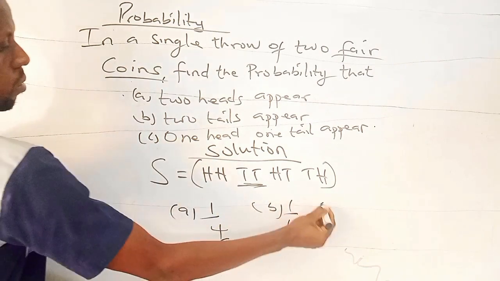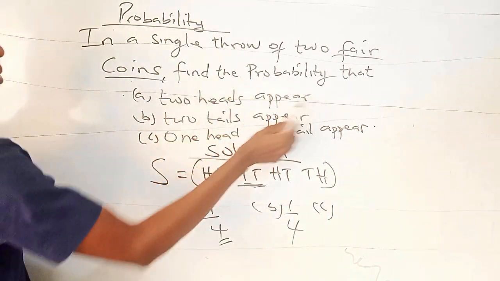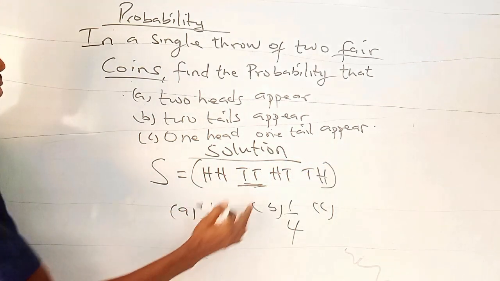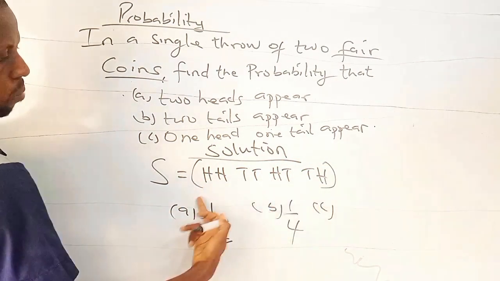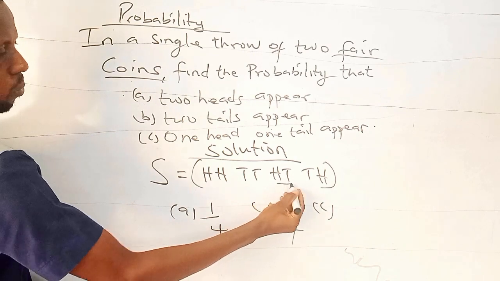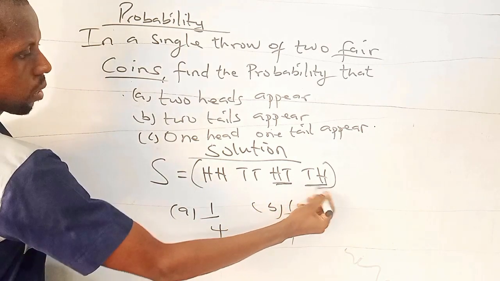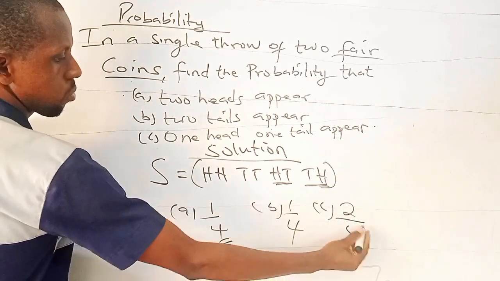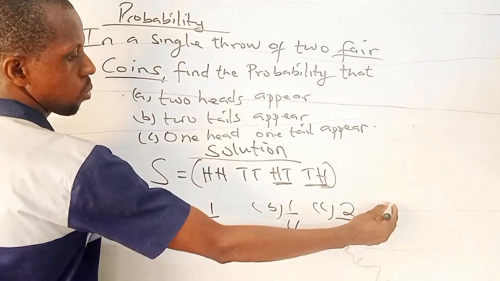And the third requirement is this. We should find the probability that one head and one tail appear. So when we look at the sample space here, one head and one tail, that is 2. So that is 2 over the total number of possible outcomes, which is 2 over 4 or 1 over 2.